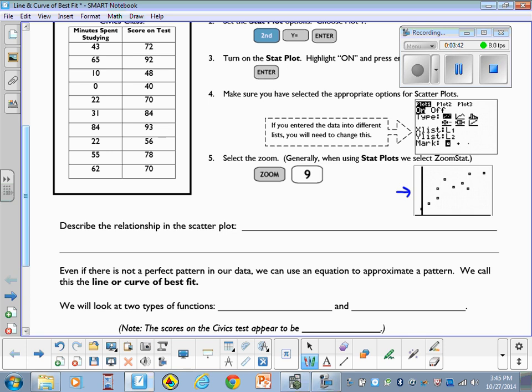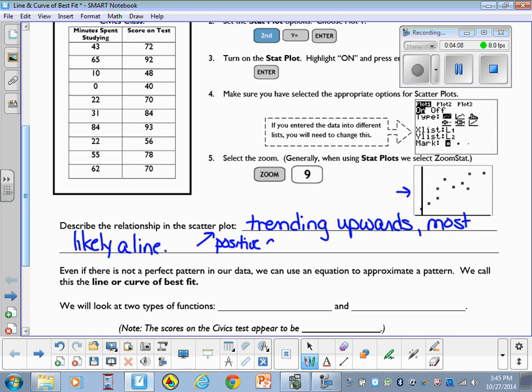In this case, I would say trending upwards, most likely a line. When you trend up, it's a positive correlation. If you trend down, it's a negative correlation. And if there's no trend at all, there is no correlation.